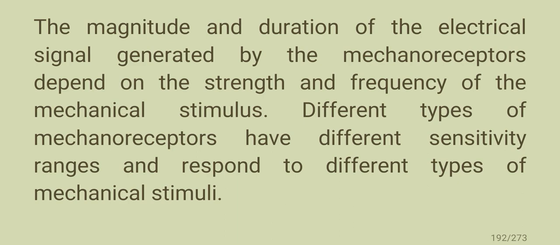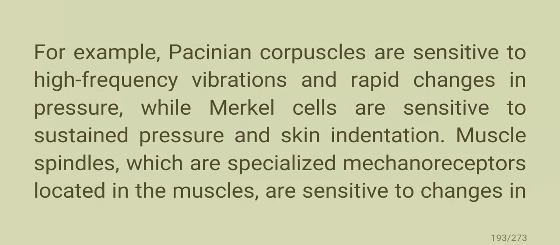The magnitude and duration of the electrical signal generated by the mechanoreceptors depend on the strength and frequency of the mechanical stimulus. Different types of mechanoreceptors have different sensitivity ranges and respond to different types of mechanical stimuli. For example, Pacinian corpuscles are sensitive to high-frequency vibrations and rapid changes in pressure, while Merkel cells are sensitive to sustained pressure and skin indentation.